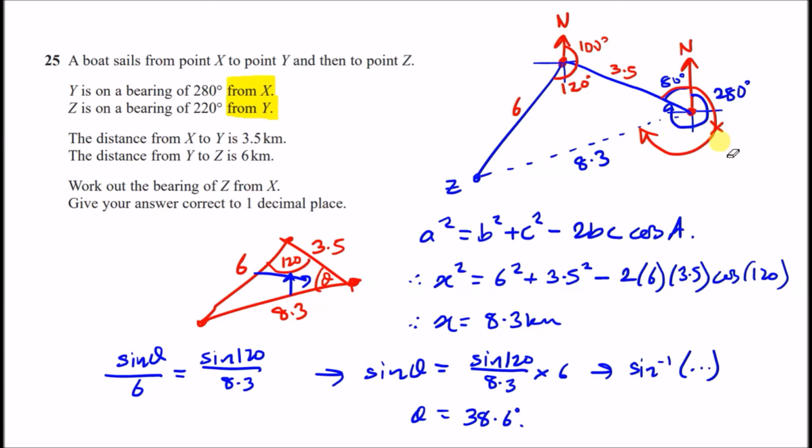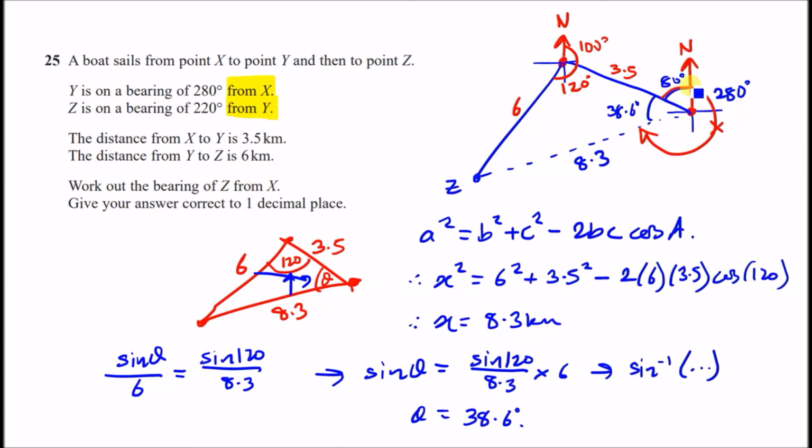Alright guys, so almost done now, yeah? Almost done. So just looking at it again one more time, yeah? So this angle here, let me just fix it up a bit. All of this is 38.6 degrees, yeah? And just remember, we're trying to find a bearing from what? What were we trying to find a bearing from? Okay, work out the bearing of z from x.